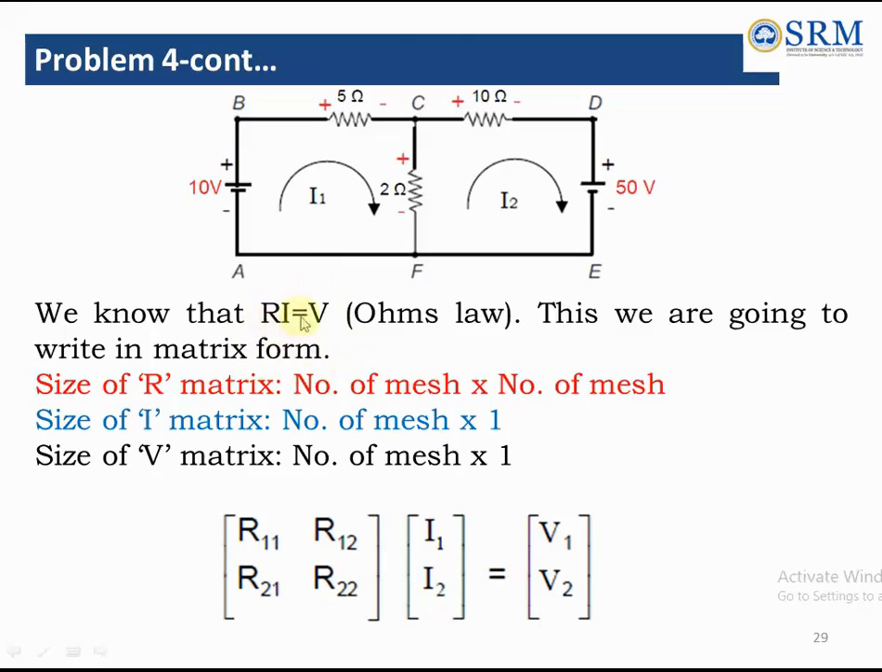We are going to represent this in matrix form. The size of the R matrix is going to be number of meshes cross number of meshes. How many meshes are there? There are two meshes, so it's going to be 2 cross 2. So how will you write a 2 cross 2 matrix? R11, R12, R21 and R22. And the size of the I matrix: there are two currents, so it is going to be number of meshes cross 1, so it's a vector. So I1, I2 as a column vector is equal to the V matrix, similar to the current, which is V1 and V2.